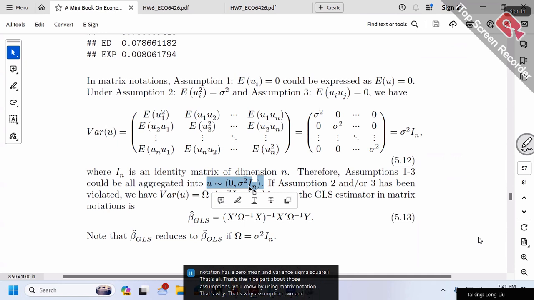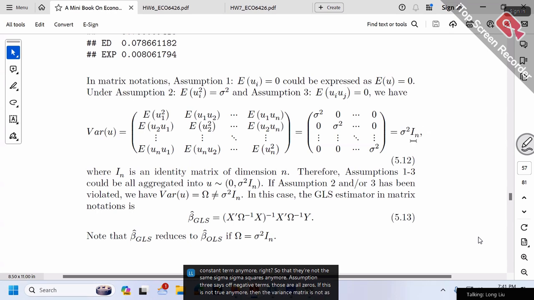That's why assumptions two and three are so similar, because both of them are trying to say that, together, they make our variance such a nice sigma square times the identity matrix, right? If one of them is violated, for example, if assumption two is violated, it means diagonal-wise, those are not a nice constant term anymore, so they're not the same sigma squares anymore. Assumption three says off diagonal terms are all zeros. If this is not true anymore, then the variance matrix is not the nice identity matrix anymore, right? So that's the simple idea. In general, whether assumption two or three is violated, it simply says the variance is not of such a nice form anymore, so you have to calculate the variance matrix for this error term.